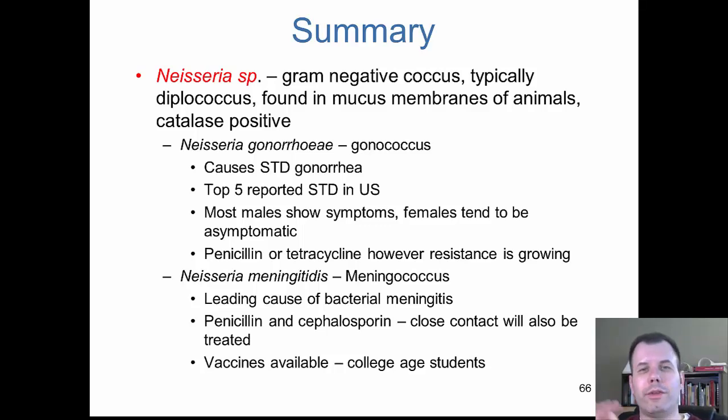And again, where do we see this most? A lot of the time in college age students, most of you guys that I'm talking to. So there are vaccines available. I highly recommend getting vaccinated for it and being protected. That way, even if someone is exposed, someone has it, and you come in contact with them, you should be okay because you've been vaccinated for that disease.